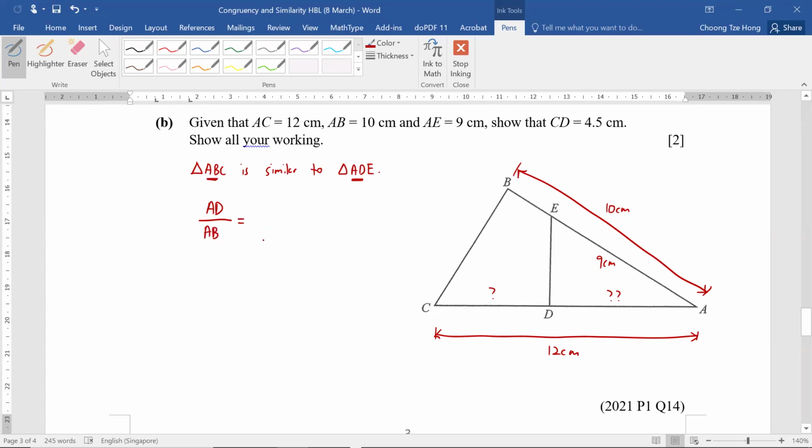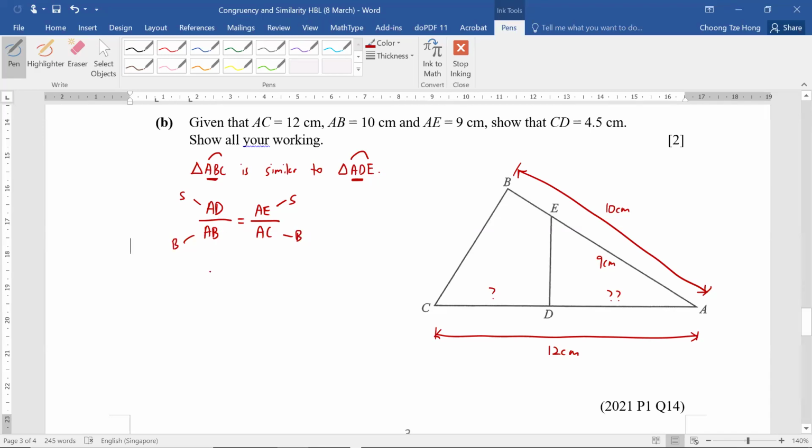Then on the right side, usually we need to put a pair of lengths that we already know the value of. If you look at the smaller triangle, there's only one length that we know the value of, which is AE. So this is what we're going to put. AE in the smaller triangle will correspond to AC in the bigger triangle. So this is what we have. Remember, this is the smaller triangle over the bigger triangle, smaller over bigger, on both sides.